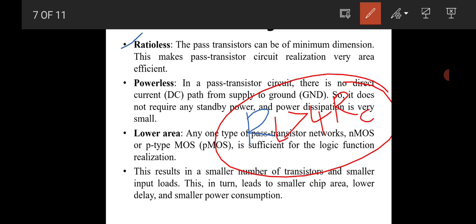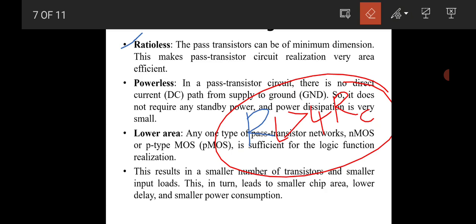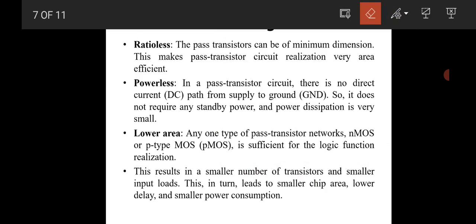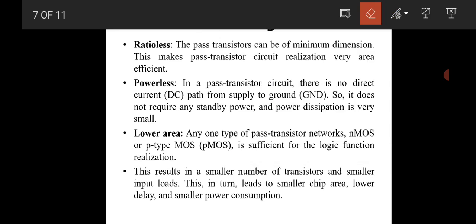The condition should be that the load resistance, that is, the passive resistor or pull-up network resistance, must be greater than 4 times the channel resistance of the pull-down network. So in this consideration there is a very big advantage, because ratioless means that the pass transistor can be of minimum dimension.